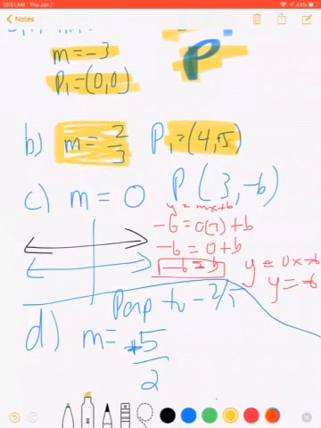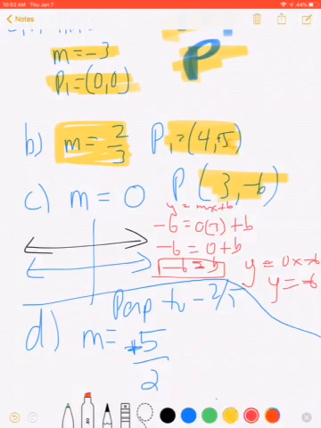Since they're parallel, the slopes will be the same. Okay, 2/3. So I'm reading right off the text. In C, it says parallel to the x-axis and passing through this point. So there's your point. And then parallel to the x-axis, remember what that's all about.